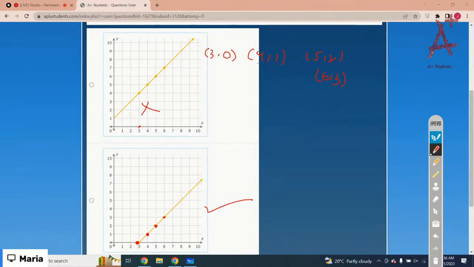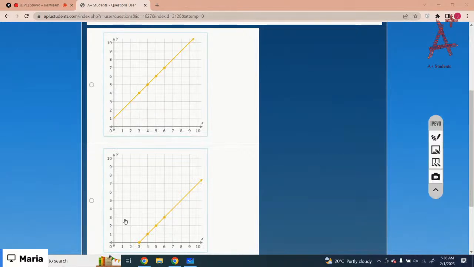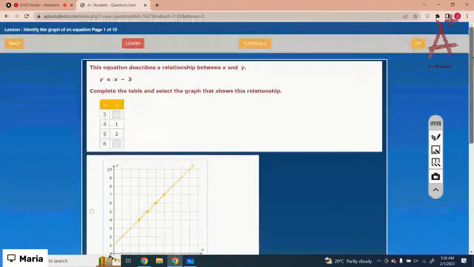Got it? The second option is the correct option. Just select the correct option. Just match the points with the graph. Got it? So the second option is the correct one.